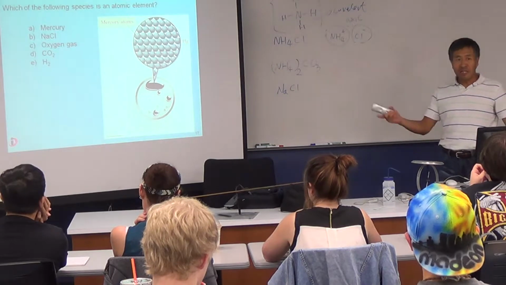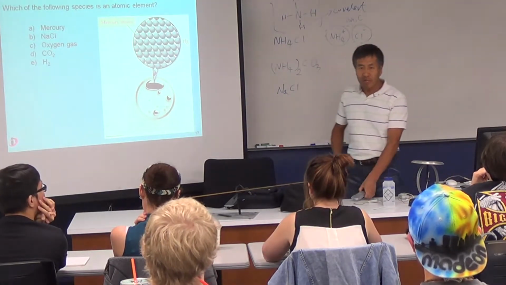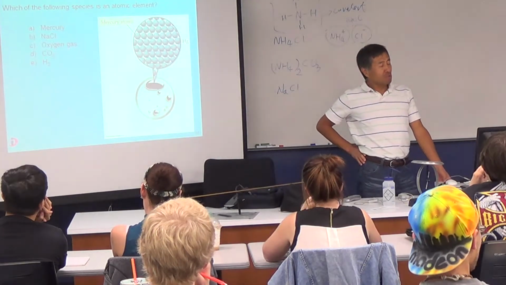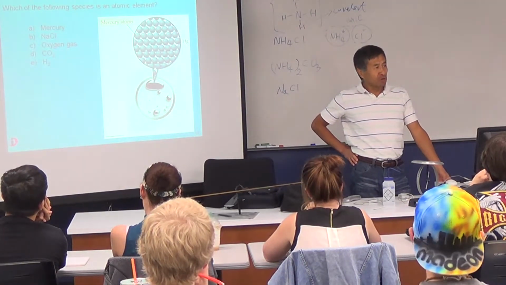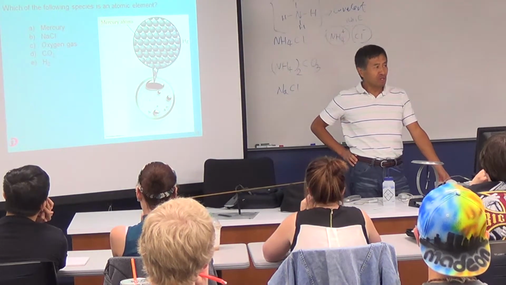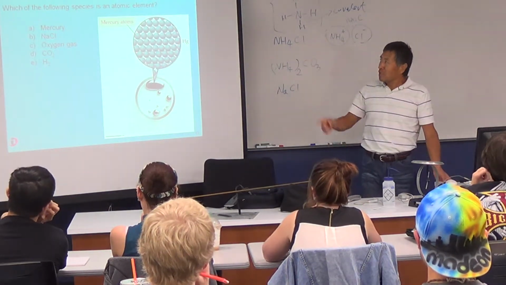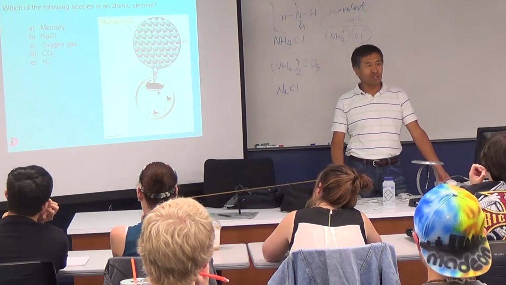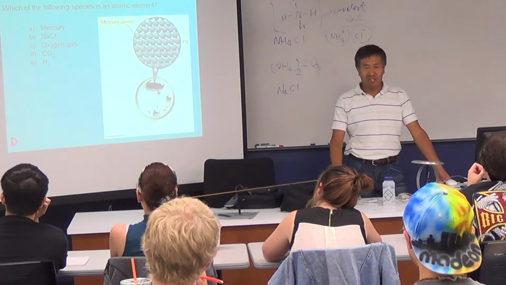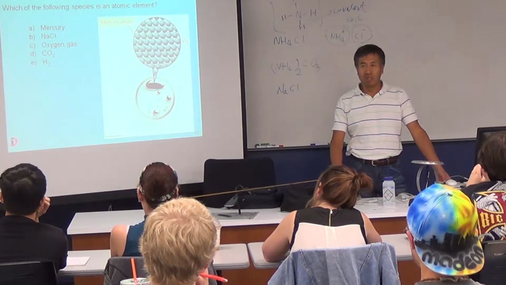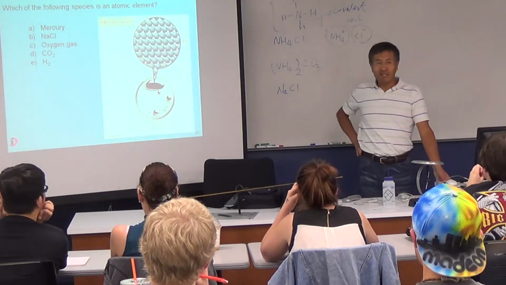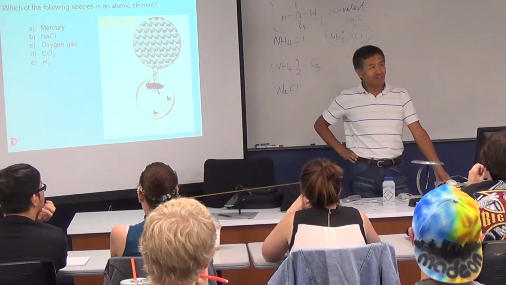So on an exam, mercury is an element. What kind of material is mercury? Is it metal or not metal? It's the only metal that is liquid at room temperature. That's how we started the choices. What is B? NaCl. What kind of material is NaCl? That's a compound.